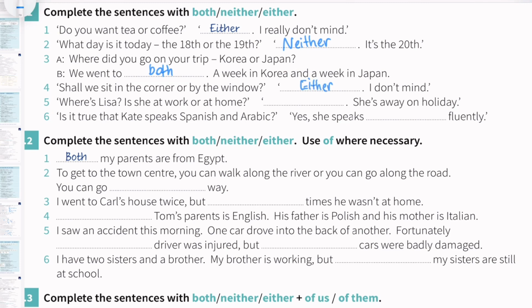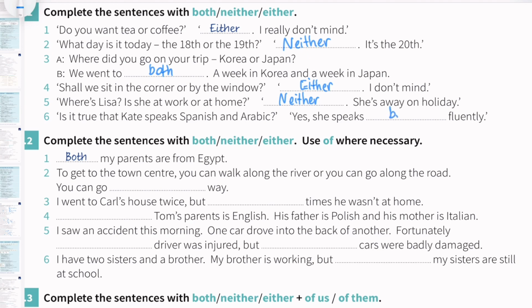Then number 5, where's Lisa? Is she at work or at home? Where is she? The answer is, she's away on holiday. So she's not at work nor at home. The answer is neither, because she's on holiday. Is it true that Kate speaks Spanish and Arabic? Yes, she speaks both languages fluently.